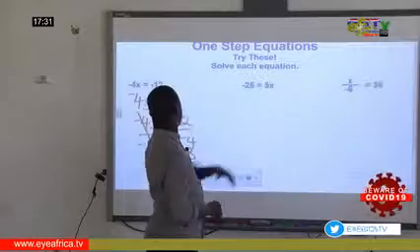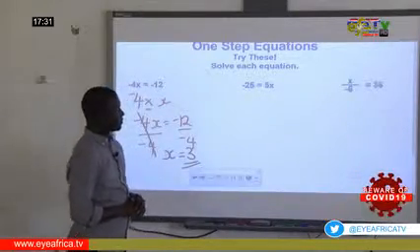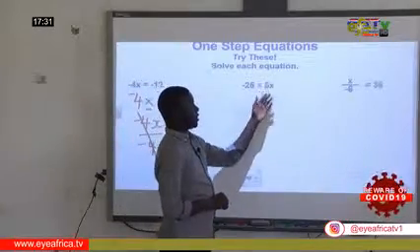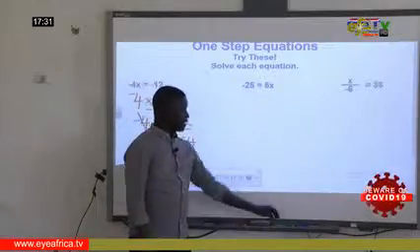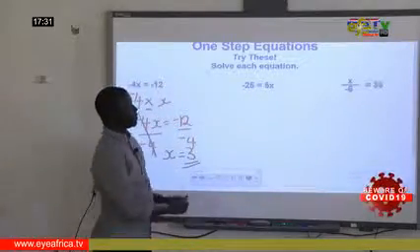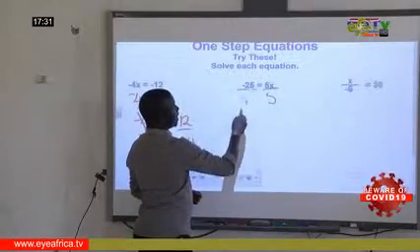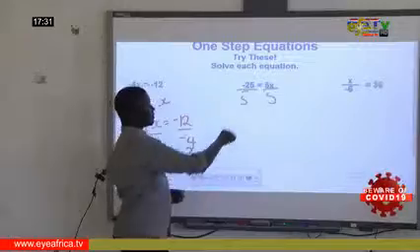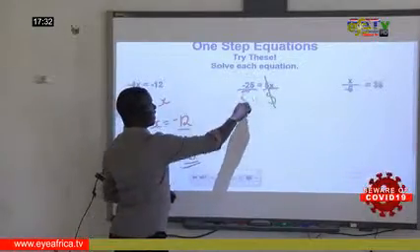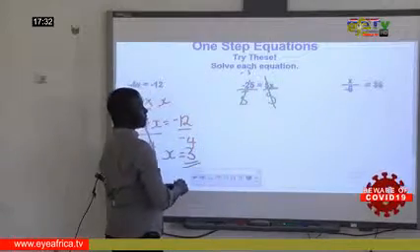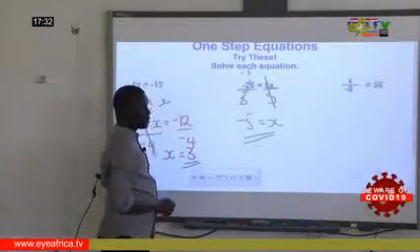We have negative 25 equals 5x. Still, the operation here is a multiplication, meaning 5 times x, and the inverse of a multiplication is division. So in order to isolate our variable x here, we need to divide both sides by 5. 5 undoes 5. Negative 25 divided by 5 is negative 5. So negative 5 equals x as our answer.